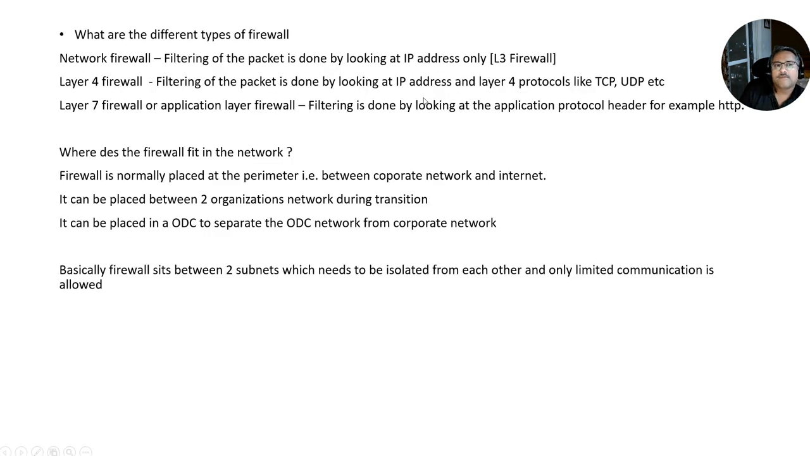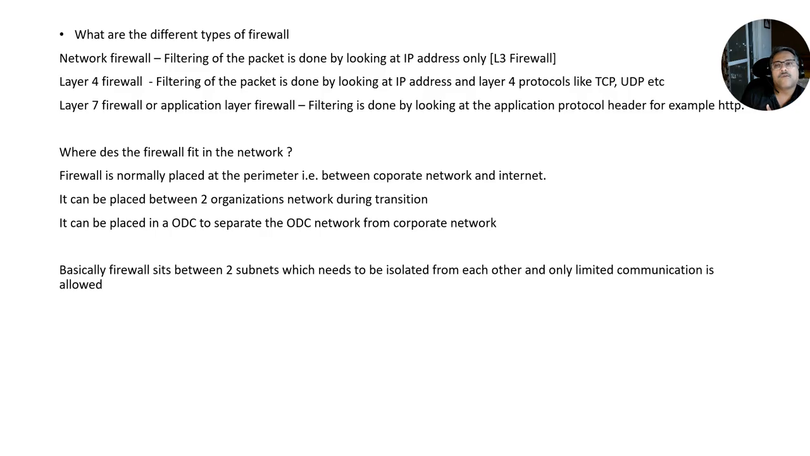Now, what are the different types of firewalls? Firewalls can be network firewalls. Network means, in the OSI model, the network layer, which is layer 3, and IP addresses work on layer 3. So a firewall which filters packets based on the IP address only is called a layer 3 firewall. Then comes the layer 4 firewall, which can filter packets using the IP address and TCP port combination. It is called a layer 4 firewall.